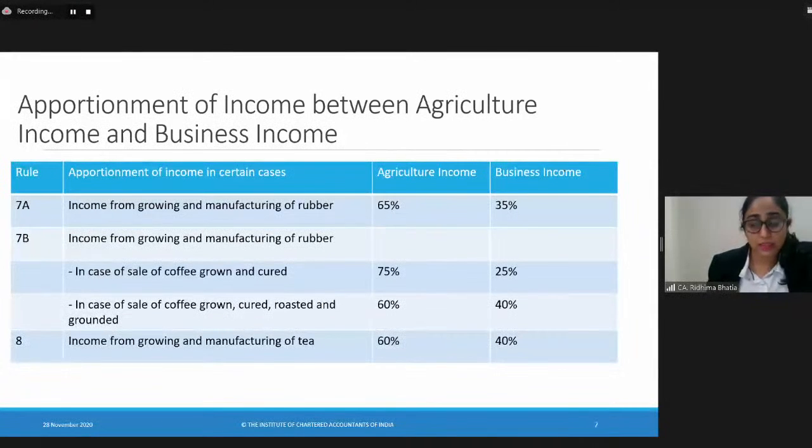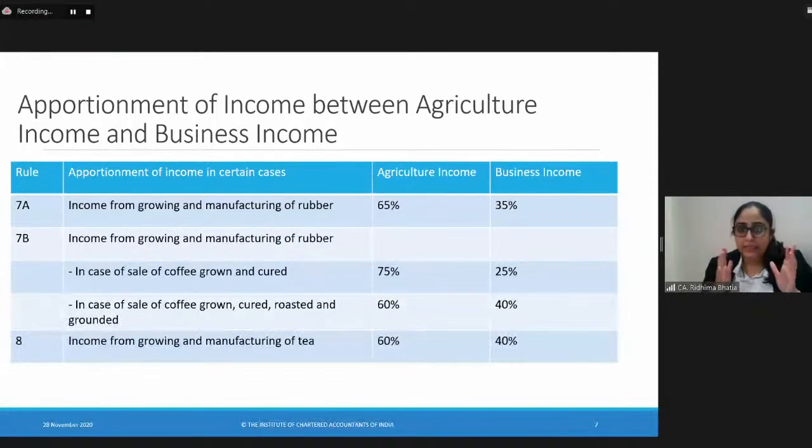Now, students, there are certain types of activities which by default will have additional processing in addition to your basic and subsequent operations, correct? There are certain types of agricultural activities which will always have both agricultural and business components. These are certainly the three main: tea, coffee, and rubber. Income from growing and manufacturing of rubber: latex is produced and then it is taken up to the factories to make it a proper form of rubber.